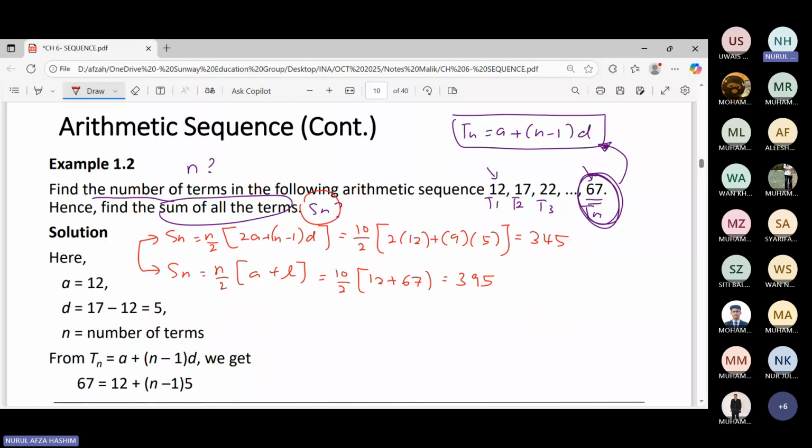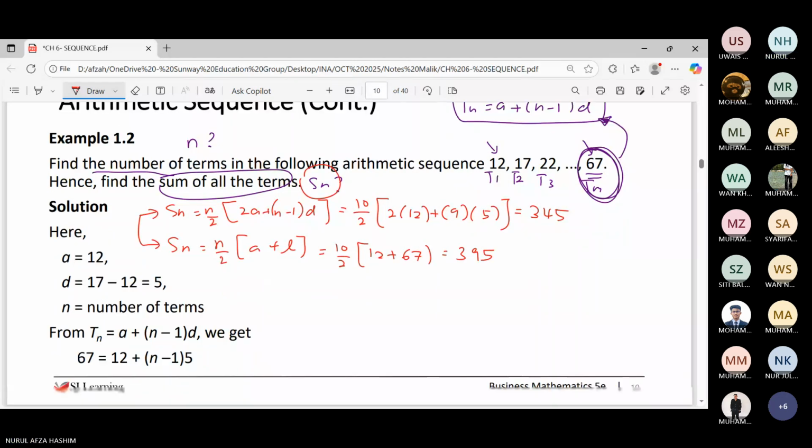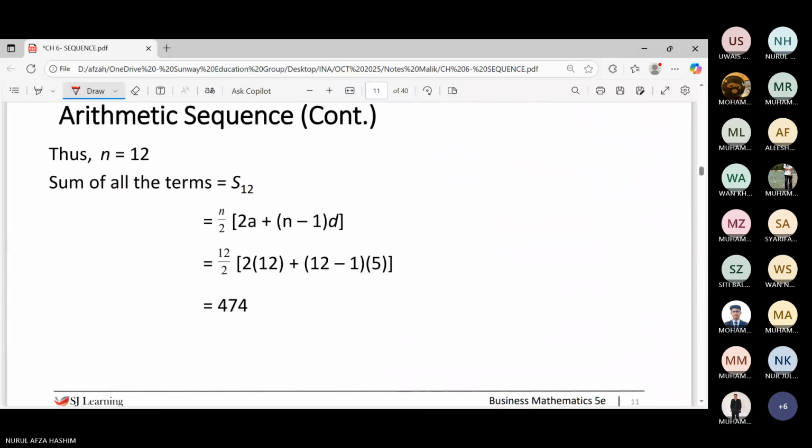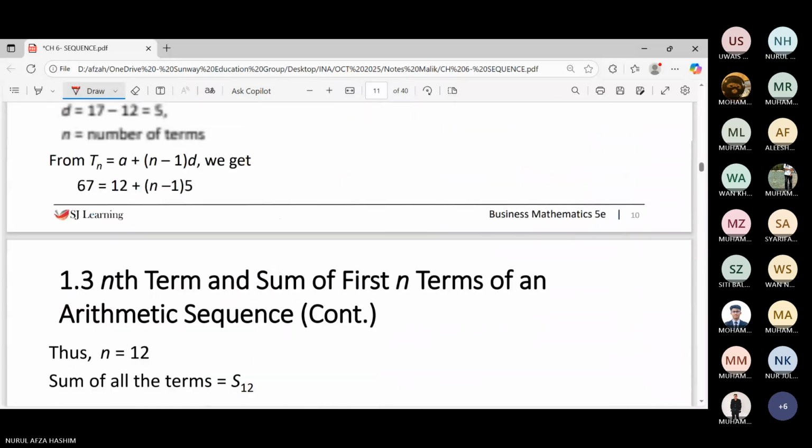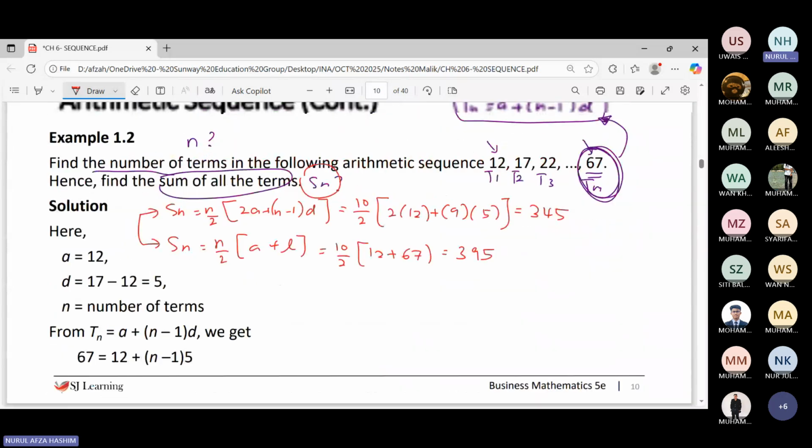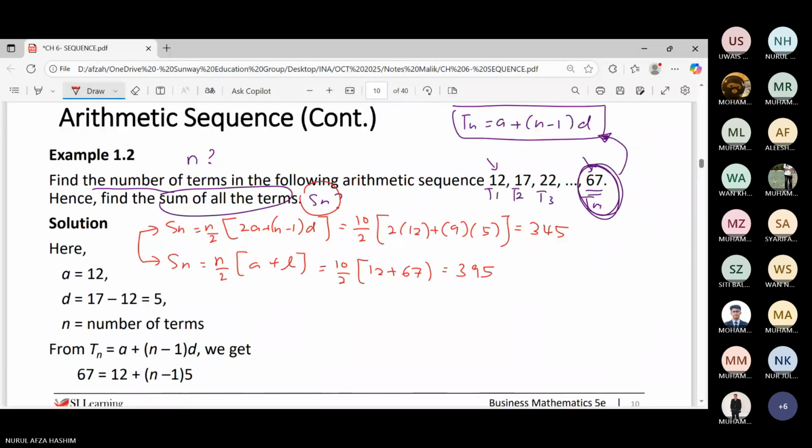N over 2 to a n minus 1. N is 10, right? Just now? N is 12. Why is it 10? N, you dapat berapa tadi? 67. Kenapa you dapat 12?